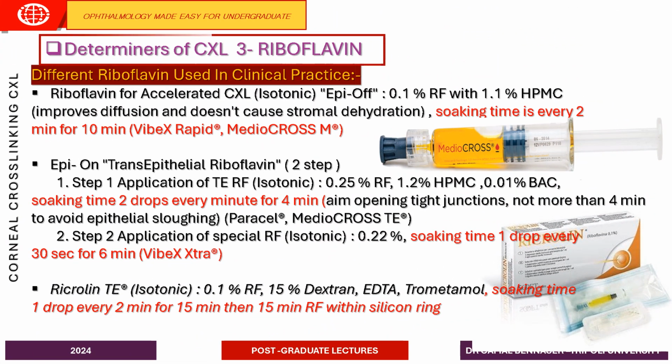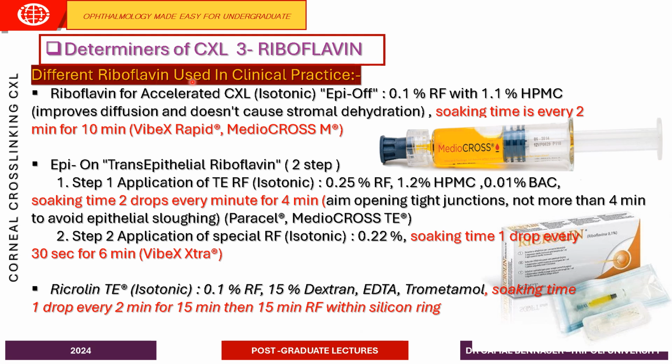As far as the types of riboflavin available in the market, there are plenty of types. There is the one used for the standard Dresden protocol with epithelium off, the one used for transepithelial or epithelium-on, some riboflavins used for thin cornea, and also for corneas with bullous keratopathy. There is a special riboflavin. So there are different varieties based on the concentration and the osmolarity of the riboflavin.